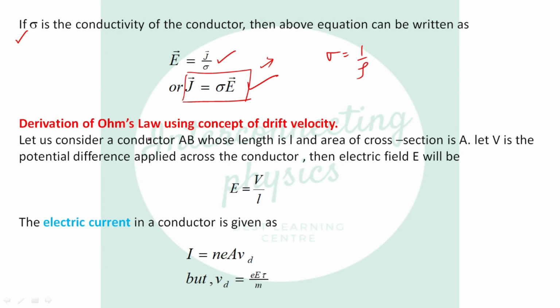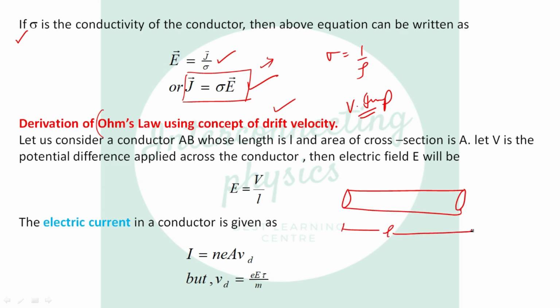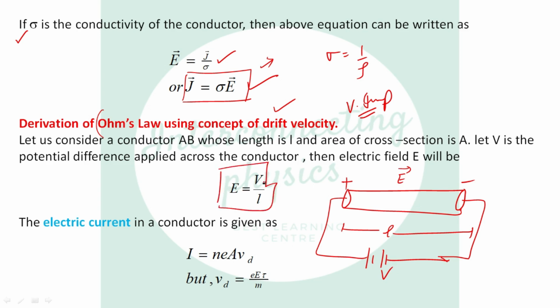Now, derivation of Ohm's law using concept of drift velocity. Now, we will derive Ohm's law using concept of drift velocity. This is very important. For this, let us consider again a conductor having length L, and this is connected with some battery having potential difference V. Okay. Now, electric field is set up whose direction will be from positive to negative. Now, E equal to V upon L. We know E equal to V upon L.